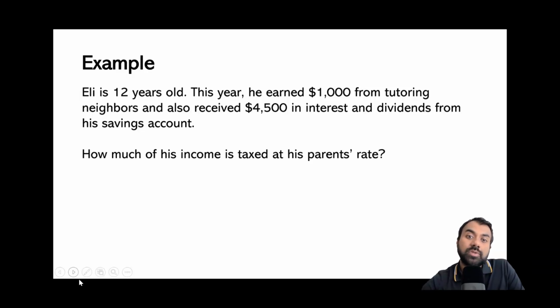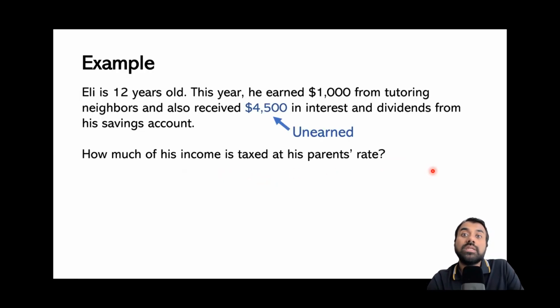Ellie is 12 years old. This year, he earned $1,000 from tutoring neighbors and also received $4,500 in interest and dividends from his savings account. How much of his income is taxed at his parents' rate? Although the situation is rather complex because the child has both earned and unearned income, the question itself is relatively straightforward to answer because it's asking about how much of his income is taxed at his parents' rate.